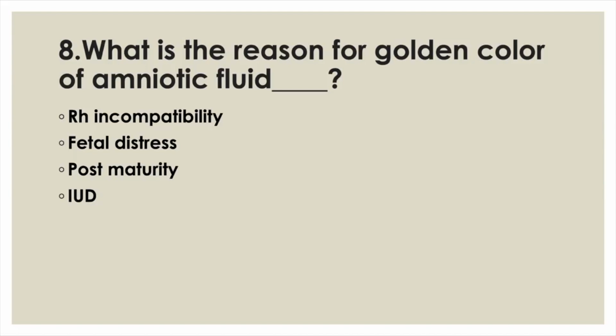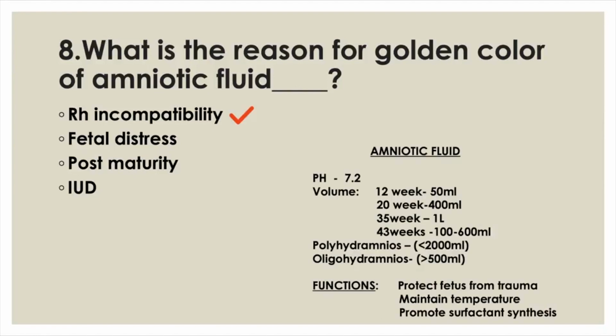What is the reason for golden color of amniotic fluid? Option A, Rh incompatibility. Option B, fetal distress. Option C, post-maturity. Option D, IUD. Answer, option A, Rh incompatibility.